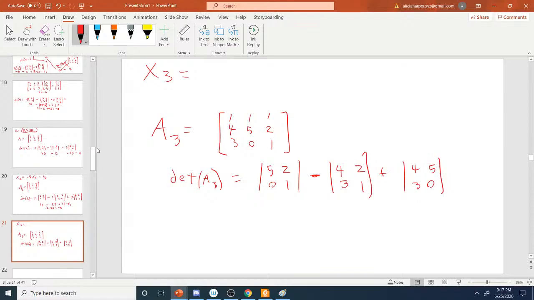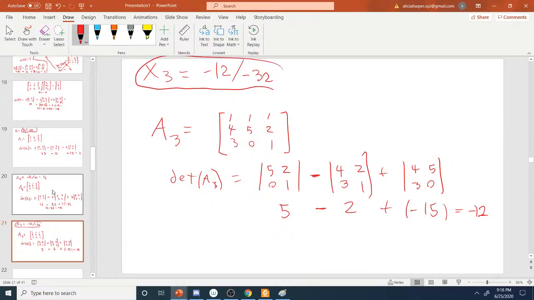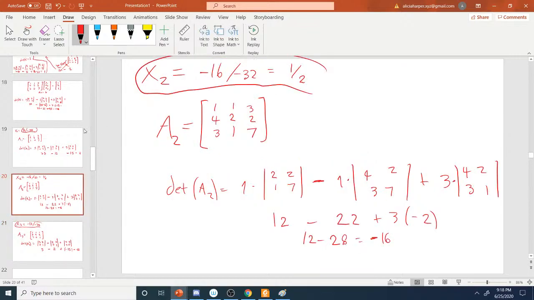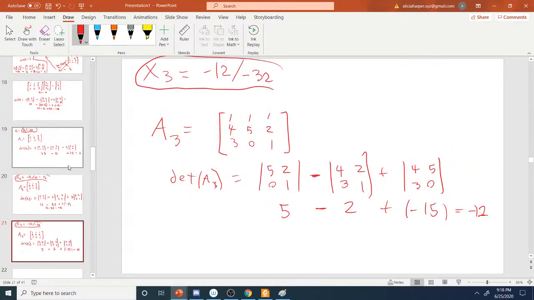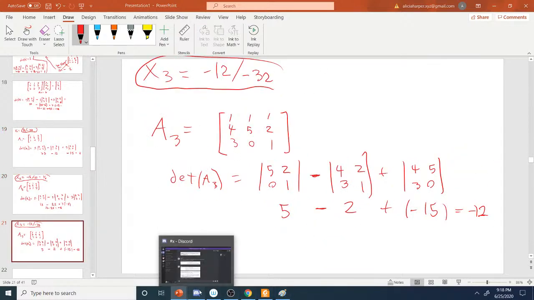So we do this calculation. This right here is 5. This right here is minus 2. And this will be plus negative 15. So negative 15 and 5 is negative 10. So this is just going to be negative 12. So I'm going to put negative 12 here, divided by negative 32. Okay, so this completes the computation of x1, x2, and x3. And that's how we apply Cramer's rule to a 3x3.